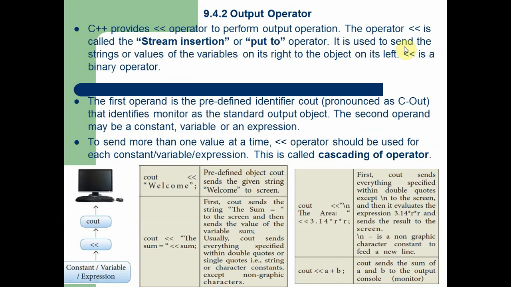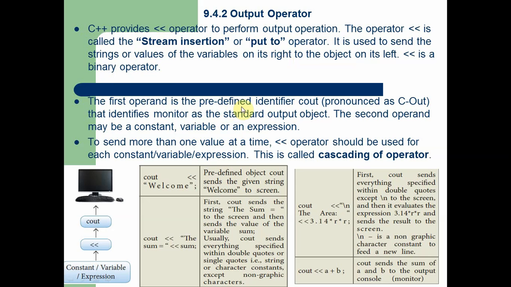This operator is used to send the strings or values of the variable on its right to the object on its left. So it is opposite to cin. Cin accepts the value from the left side and sends it to the right side. But cout, the put-to operator, sends the value from its right to its left. So this is also a binary operator.